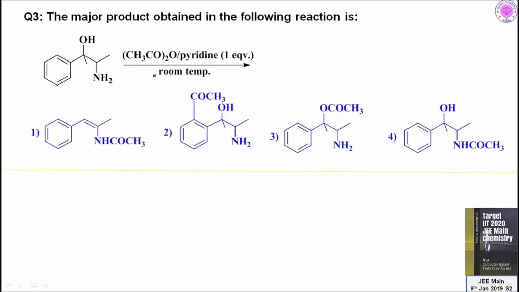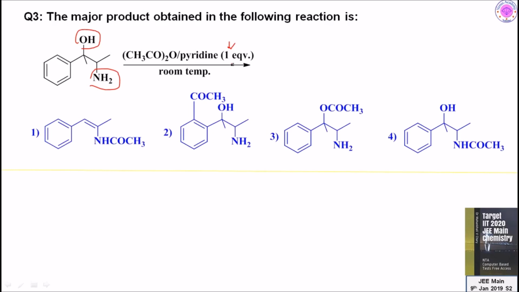Next, question number 3. The major product obtained in the following reaction is, again major product. What is the product? What is the starting material? Yes, this is a phenyl ring, and there is a hydroxy group and an amine group, and they are using acetic anhydride and pyridine, only one equivalent friends. So acetic anhydride in presence of pyridine undergoes acylation. There are two groups, OH and amine group, but they are using only one equivalent.